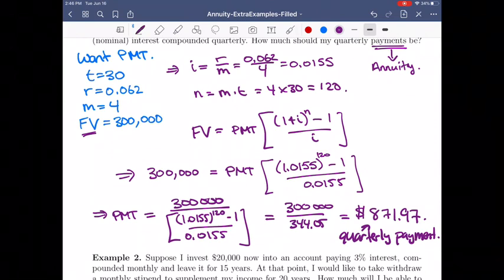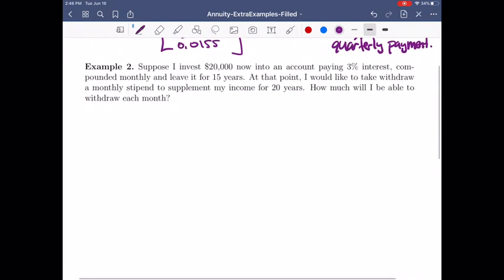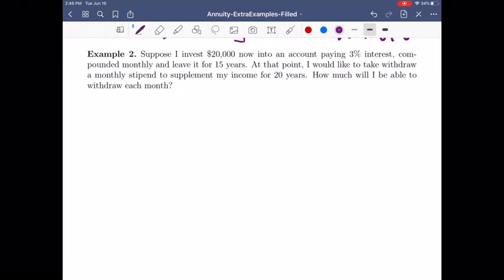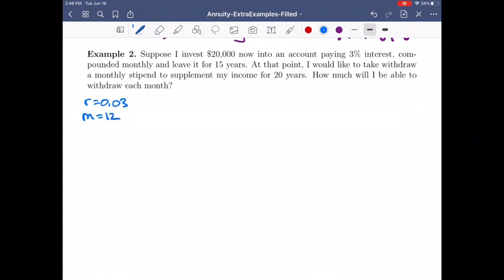Okay, let's try another one. Suppose I invest $20,000 now into an account paying 3% interest compounded monthly. So I'm going to start writing this information down. My interest rate is 0.03 and it's compounded monthly, so I know my M is 12, and I'm going to leave it for 15 years. We're not making payments, we're doing a lump sum now. So that's a P.